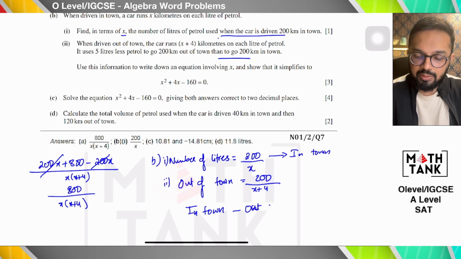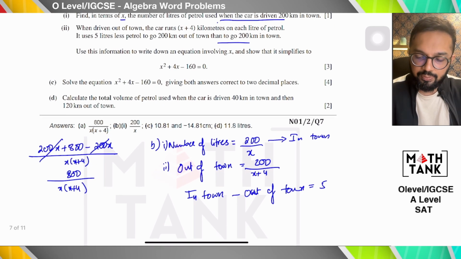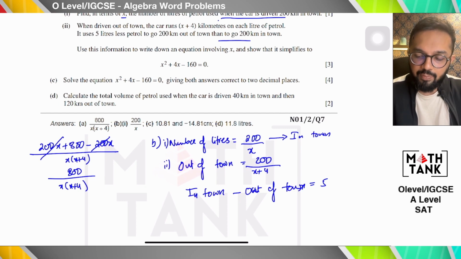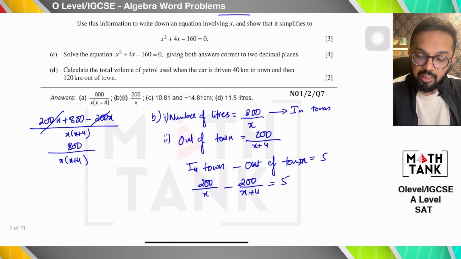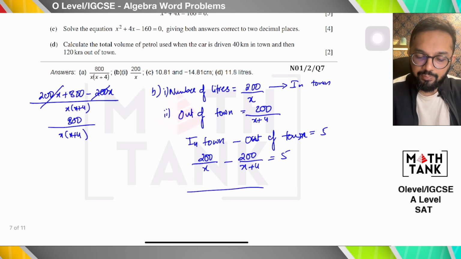And how much bigger is the expense? It is a difference of 5 liters. So you need 5 liters more to be traveling inside town than to be traveling outside town. So I'm going to say that 200 over x minus 200 over x plus 4 equals 5. Now luckily for me, I have solved this before. I know from the first part that I can get 800 on top of x into x plus 4 equals 5. I can then cross multiply it.